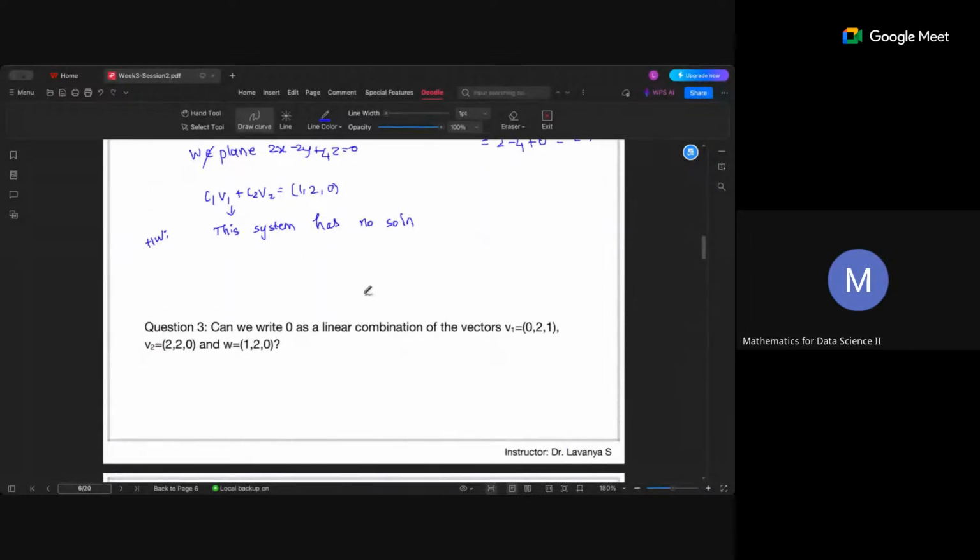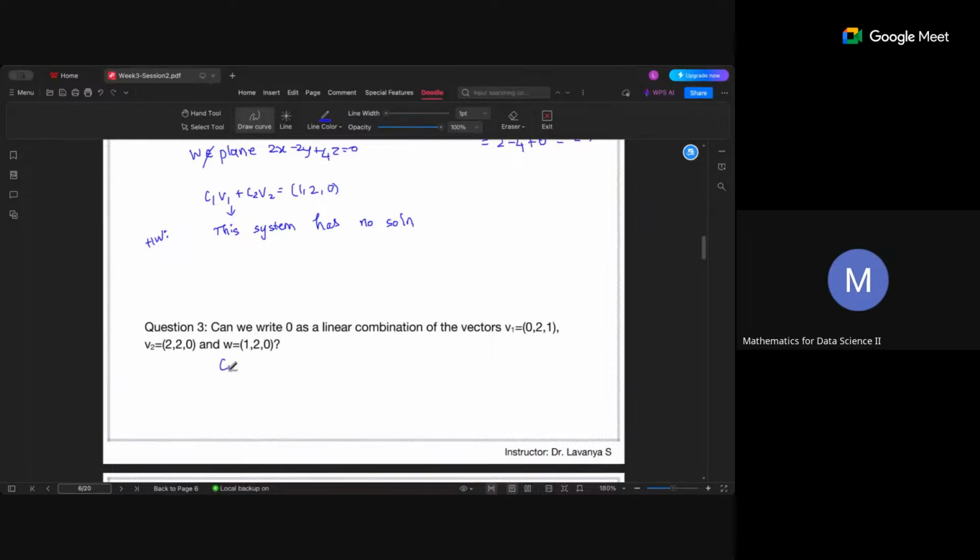Okay. Can we write 0 as a linear combination of these vectors? Of course, we can write it in one way. What is that one way? 0 multiplied by both the vectors. Right. But what about a non-zero solution? How do you know whether there is a non-zero solution or not? We'll have to take different coefficients and then check this. So let us see what the scenario is here.